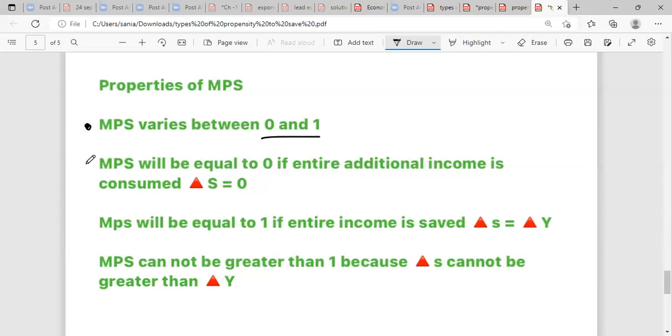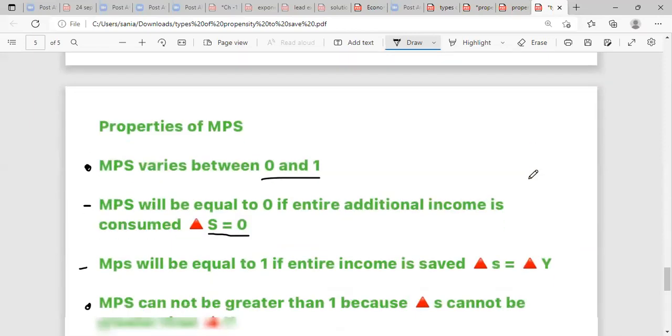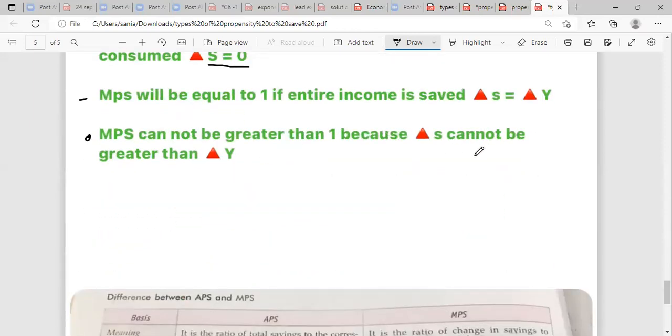MPS varies between 0 to 1. MPS will be equal to 0 if you are going to use your additional income for consumption. That means you are doing zero savings. But MPS will be equal to 1 if you are going to use your entire additional income in saving. And second point, MPS can never be greater than 1 because change in savings cannot be greater than change in income. Over here you have seen that your MPS is not more than 1, right? Clear?